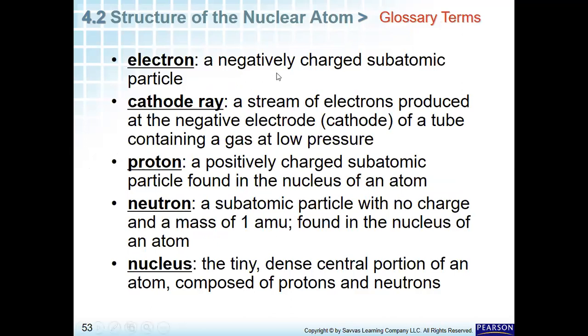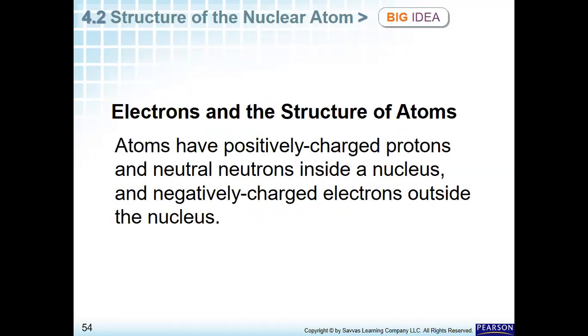Electrons are negatively charged subatomic particles, and the cathode ray is a stream of electrons produced by a negative electrode, or cathode, of a tube containing gas at low pressure, to which a high voltage electrical current is applied. Protons are positively charged subatomic particles found in the nucleus of the atom, and neutrons are subatomic particles with no charge and a mass of 1 amu, atomic mass unit, found in the nucleus of the atom. The nucleus is the tiny, dense central portion of an atom composed of protons and neutrons.